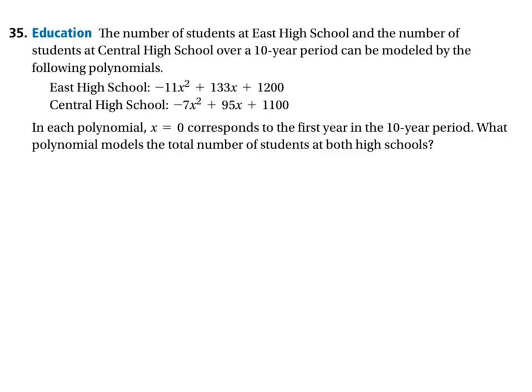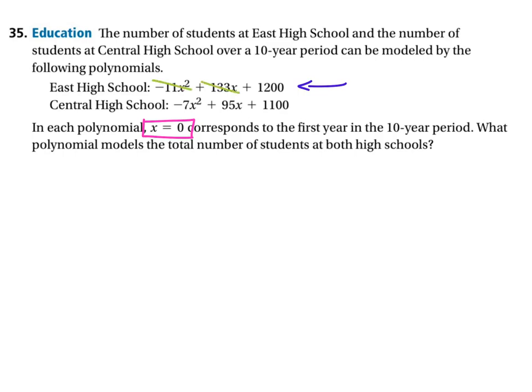Okay, the number of students at East High School and the number of students at Central High School over a 10-year period can be modeled by the following polynomials. And this expression here tells you, based on the year, the first year, they tell us that x equals 0, meaning if we plugged in 0, anything that's got an x term will cancel out.